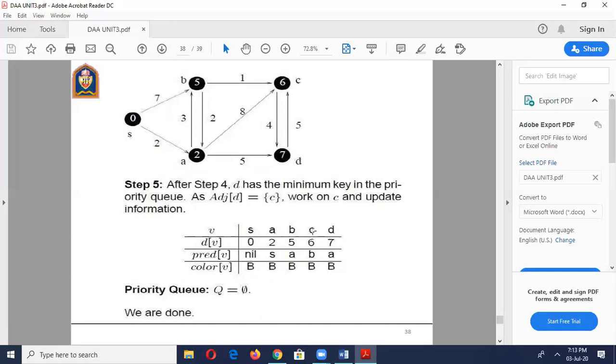Next we are taking the adjacent for D, which is nothing else than C. We will not apply any value since all those become black. So the pre-order will be the same: A is S, B is A, C is B, and D is A, and the color will be black, and the priority queue will be null.